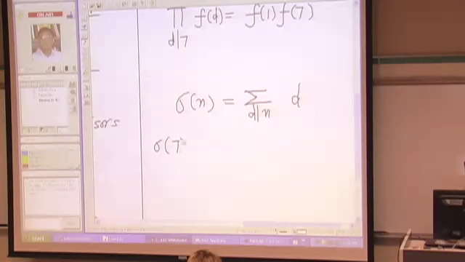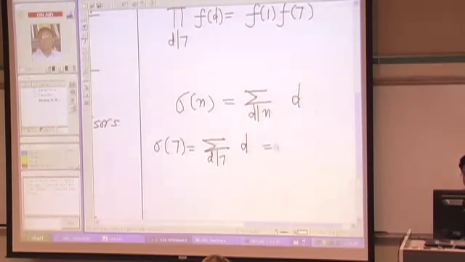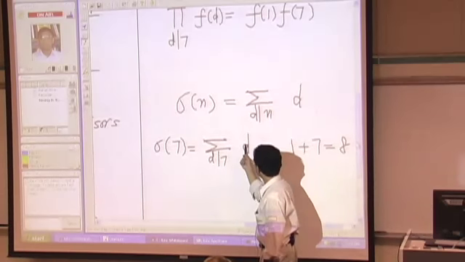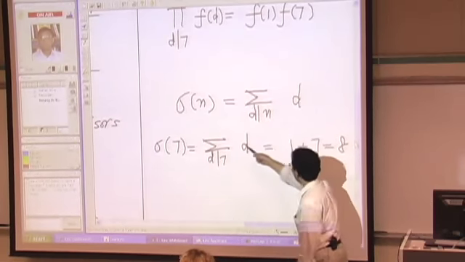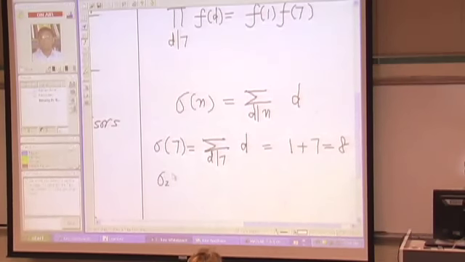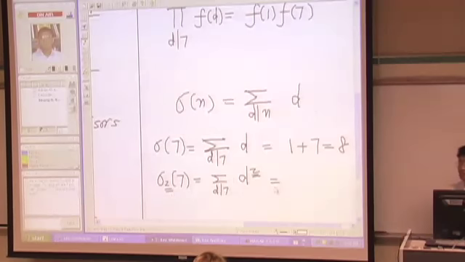Sigma of, for instance, 7 equals the sum over d dividing 7 of d, right? Then d, what divides 7? 1 divides 7, right? And 7 divides 7. Do you get it? So 1 and 7 are added. What if I define this kind of thing, sigma 2 of 7, which is nothing but this thing with a square attached, this 2 attached. Then what will be the result? This will be 1 squared plus 7 squared, 50. Do you get it?